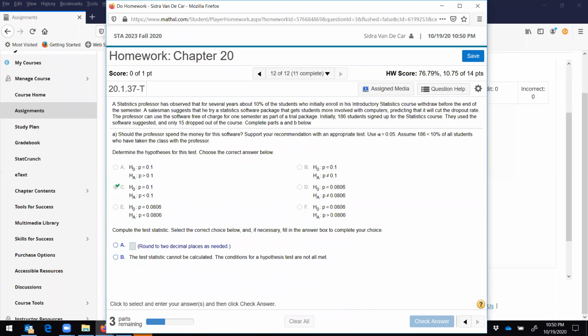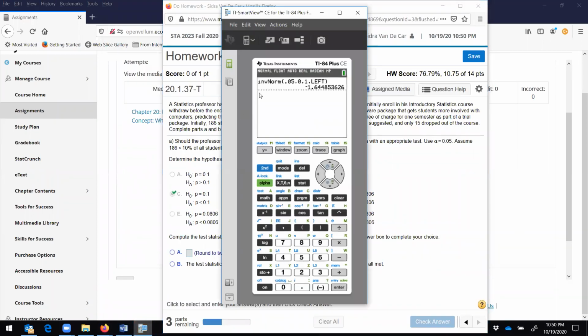Compute the test statistic. So let's get our calculator out here. Fun. There we go. All right. So, man, everything's in the way here. Hold on, I'm sorry, I gotta stop sharing so I can move the calculator out of the way because I can't move it with that. All right, sorry, I apologize for that. Let's share the screen again. Okay, there we go.